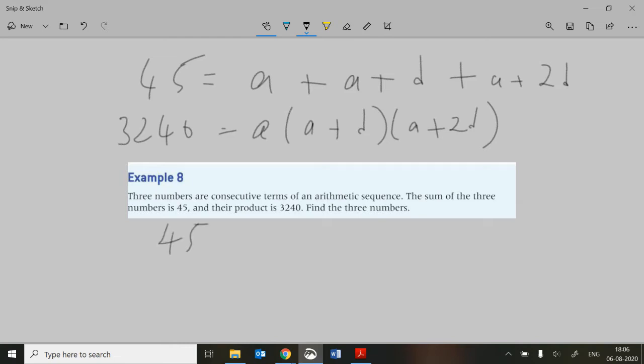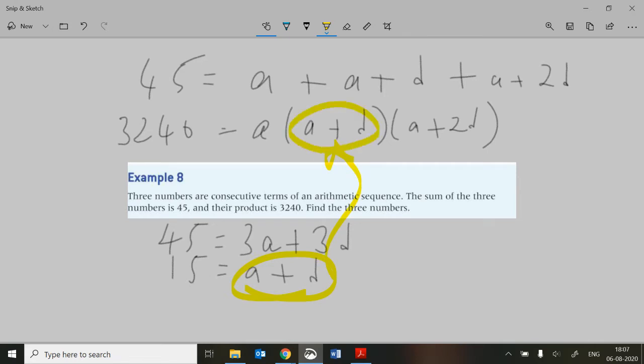So we've got 45 equals 3a plus 3d. Divide throughout by 3, and we're going to get 15 equals a plus d. Oh, that's interesting. I'm basically just playing a little bit with this one. Just sort of setting it up and then playing with it. You can see that we've got here a plus d, and I just happen to notice that that's the same thing here. So I might substitute that one in.